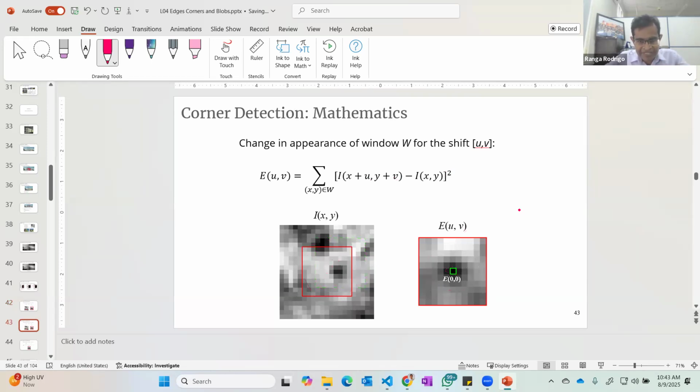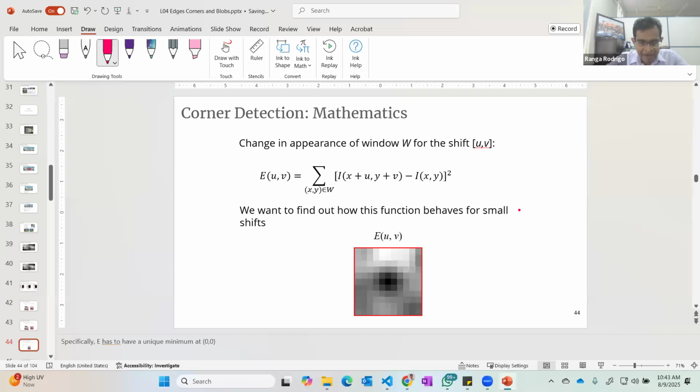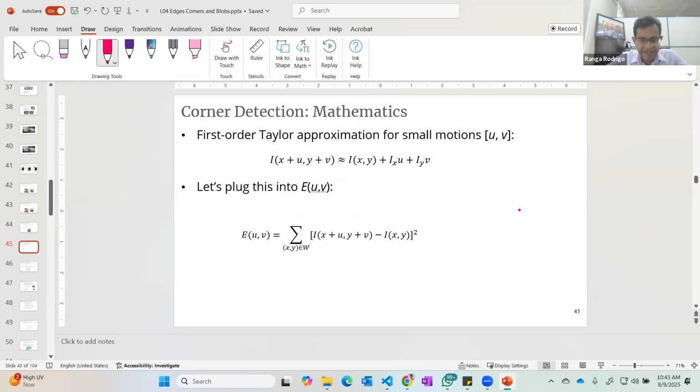So what you want to do is find out how this function behaves for small shifts. Therefore, we want to study this function. In order to do that, we cannot work with this directly, it's very hard to work with. So what we did was come up with the first order Taylor expansion of that. Ix means x direction derivative and Iy means y direction derivative, and we know how to compute those derivatives of images using the Sobel operator.